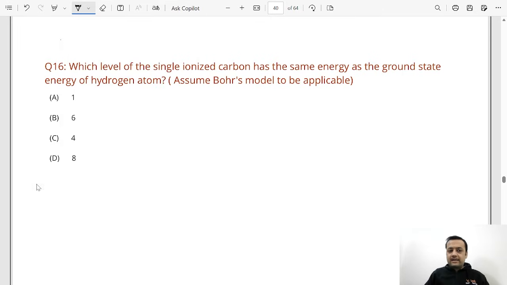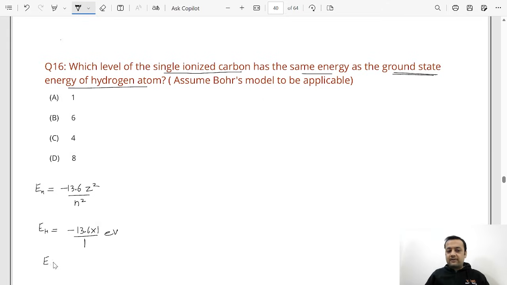Now you know that energy in the Bohr model for the nth state can be written as minus 13.6 into Z square by n square. Now the question is saying which level of carbon will have the same energy as the ground state energy of hydrogen. For hydrogen, Z is 1, the atomic number, and since we are talking about the ground state, n will also be 1. So this will be the energy of the ground state electron in hydrogen.